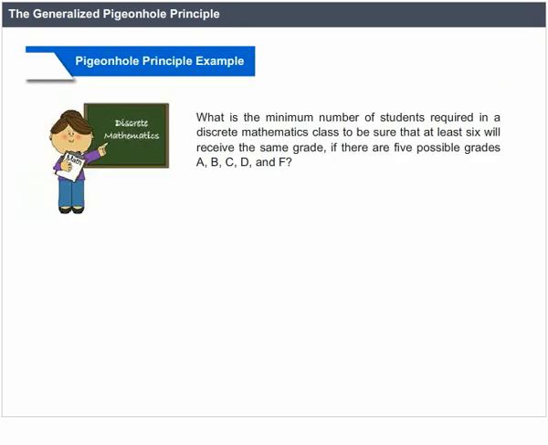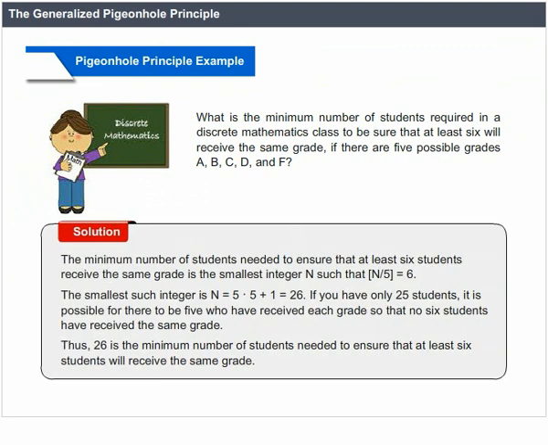What is the minimum number of students required in a discrete mathematics class to be sure that at least 6 will receive the same grade, if there are 5 possible grades: A, B, C, D, and F? Solution. The minimum number of students needed to ensure that at least 6 students receive the same grade is the smallest integer n such that ⌈n/5⌉ = 6. The smallest such integer is n = 5 · 5 + 1 = 26. If you have only 25 students, it is possible for there to be 5 who have received each grade, so that no 6 students have received the same grade. Thus, 26 is the minimum number of students needed to ensure that at least 6 students will receive the same grade.